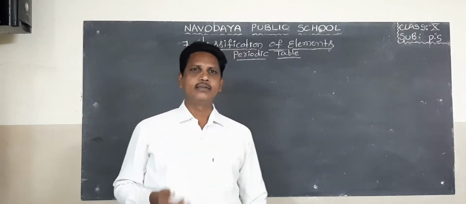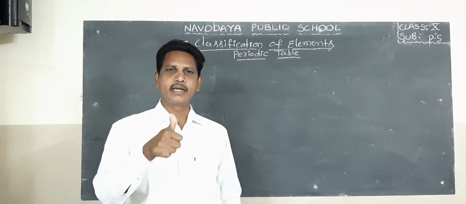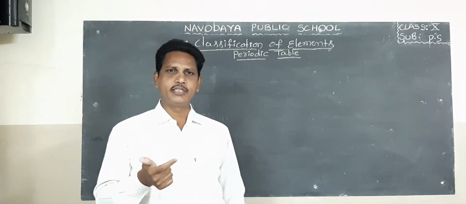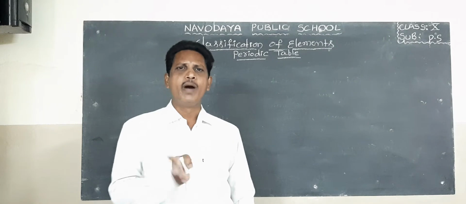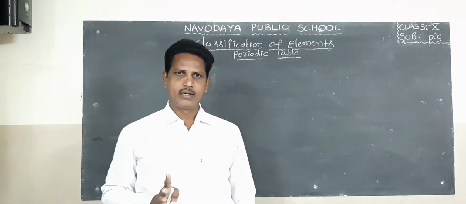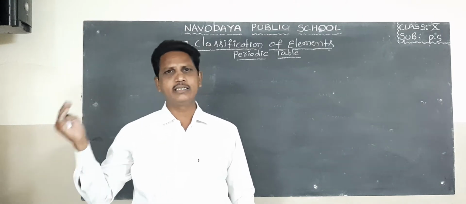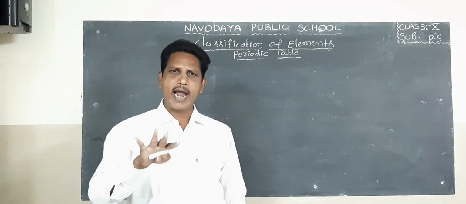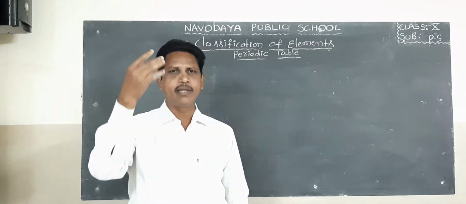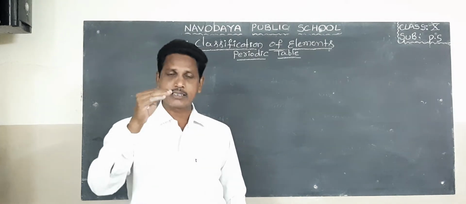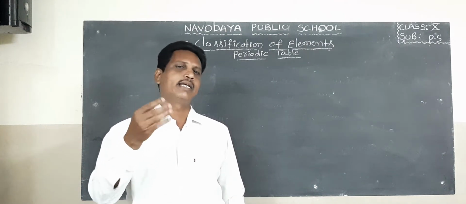Already we learned in the last class the variation of atomic radius, ionization energy, electron affinity and electronegativity in a group and in a period. Top to bottom in a group, atomic radius increases. This is because the size of the atom increases, due to the addition of an extra shell from one element to another in a group.